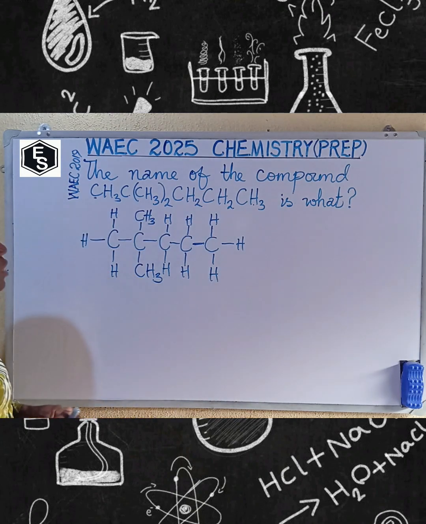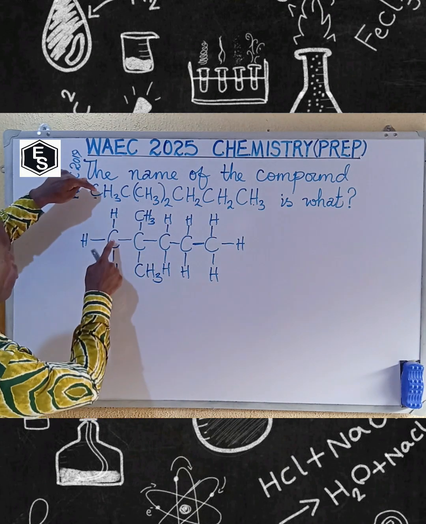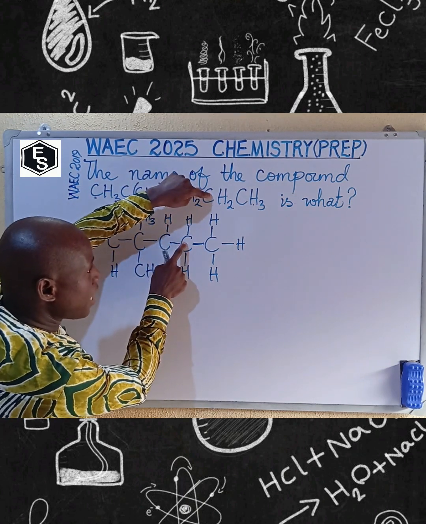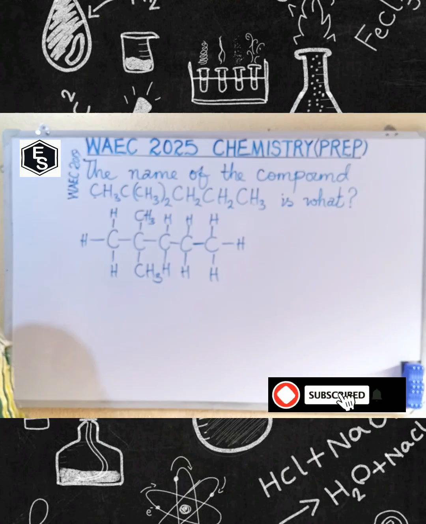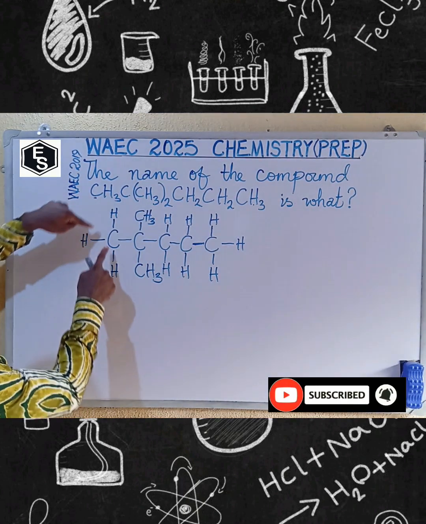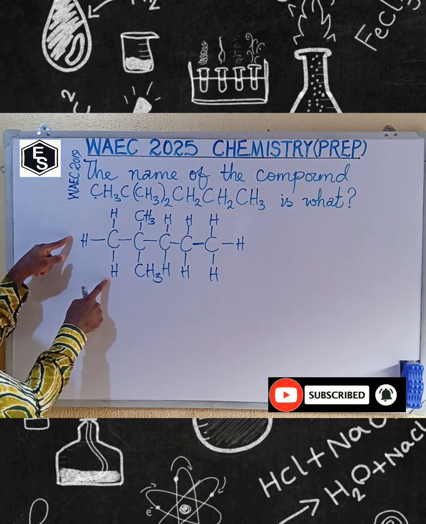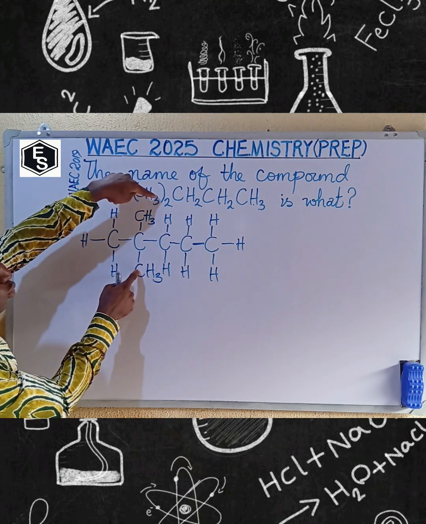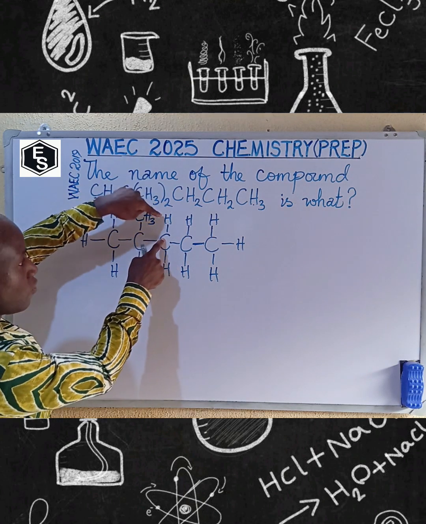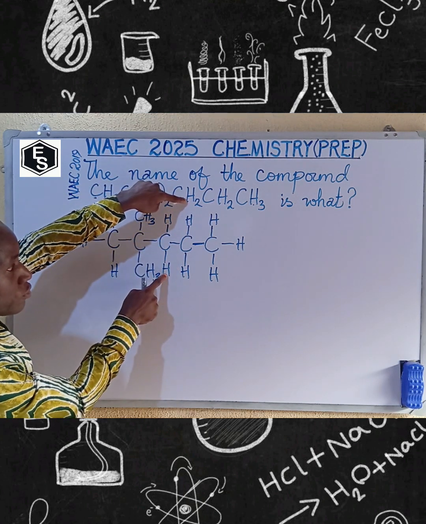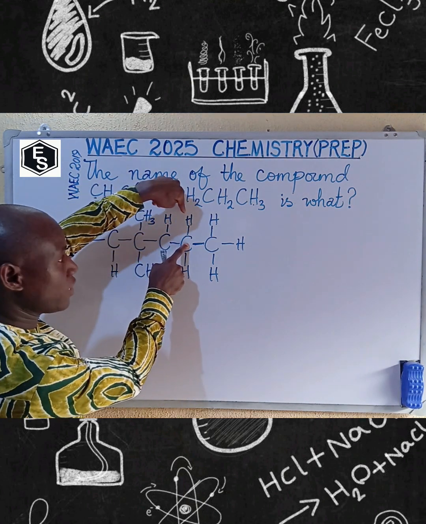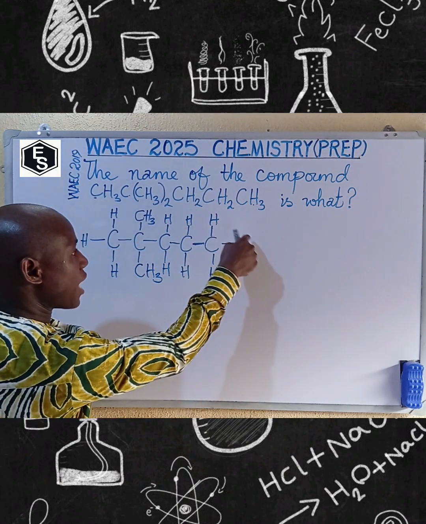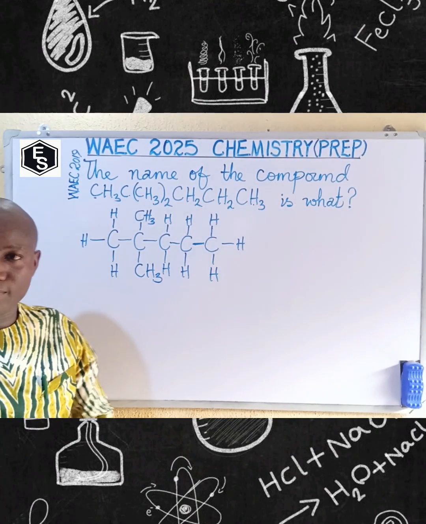The total number of carbon atoms in the longest chain is 1, 2, 3, 4, and 5. So each of these carbon atoms has: the first one, 3 hydrogens bonded to it. The second one, 1 methyl and another methyl, making it 2. Then the third one, 1 hydrogen and another hydrogen. The fourth one, 1 hydrogen also and another hydrogen. Then the last one, 3 hydrogen atoms surrounding it.